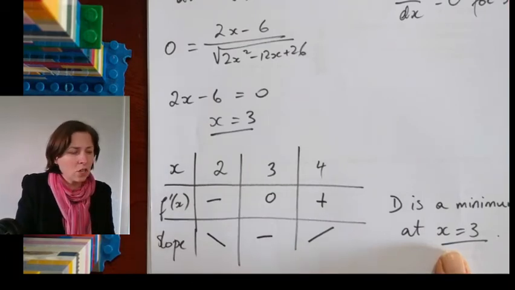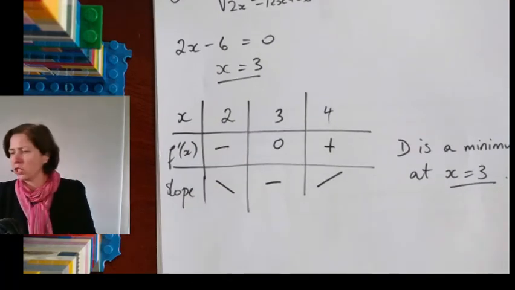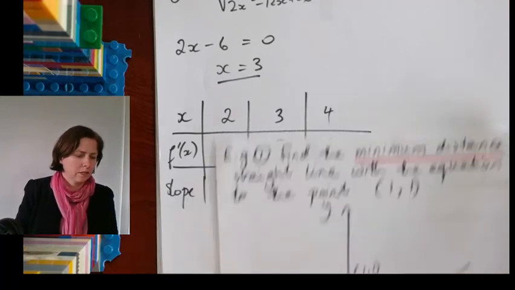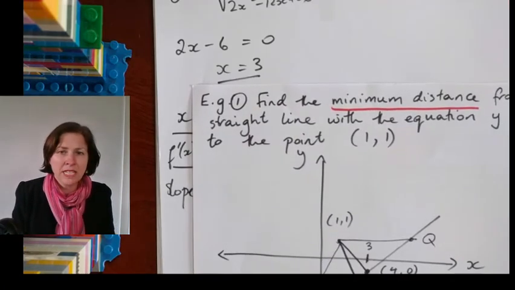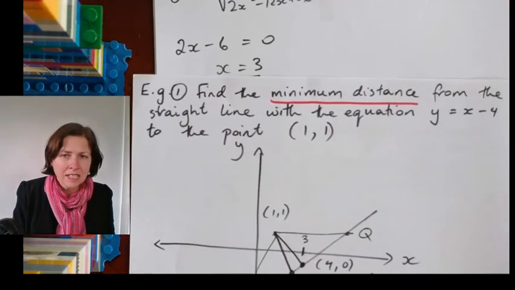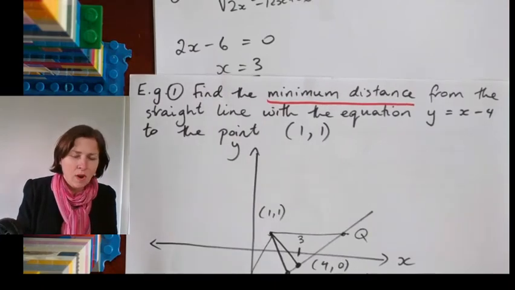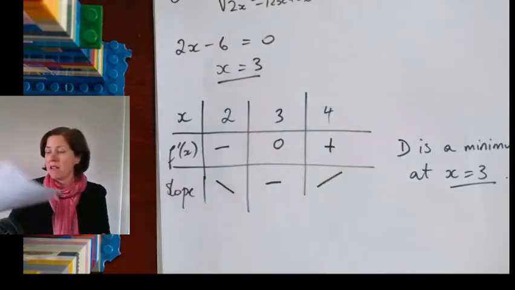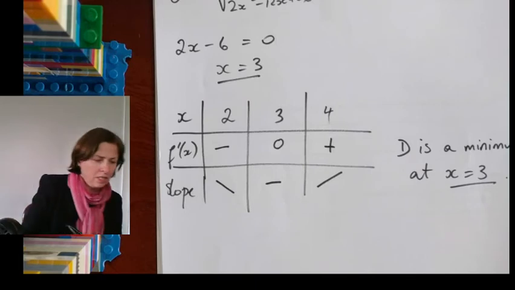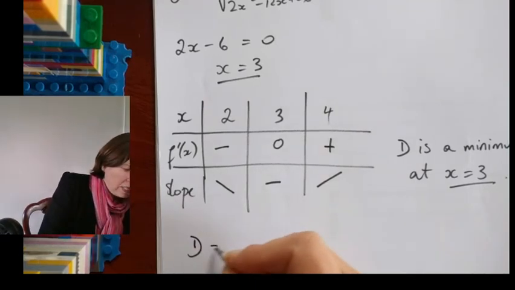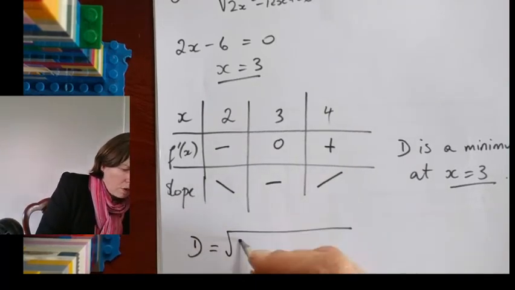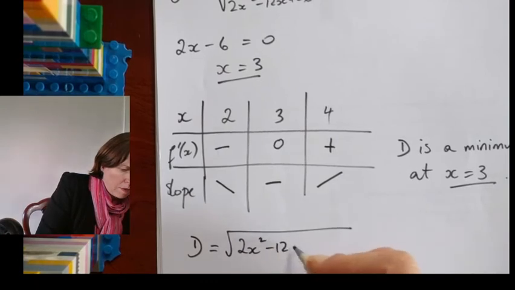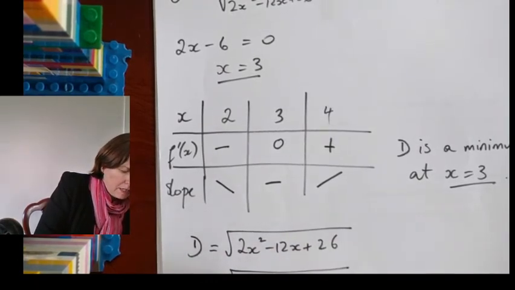Now I need to answer the question. So what was the question? Find the minimum distance, right? It doesn't ask for x, it wants the distance. So I now need to put x equals 3 back into my original equation. My original equation was d equals the square root of 2x squared minus 12x plus 26. So that gives me 2 times 9 minus 12 times 3 plus 26.